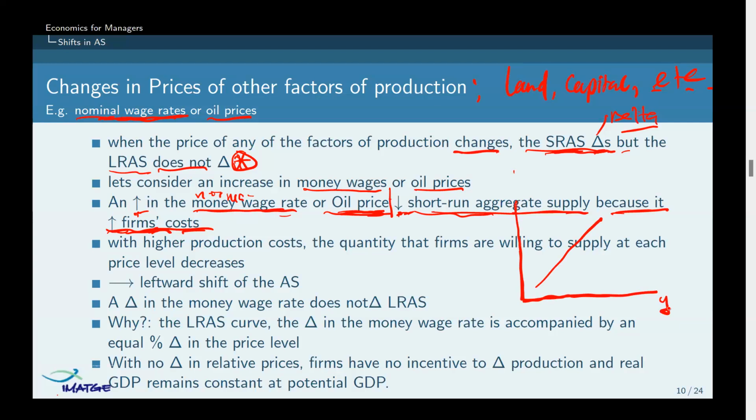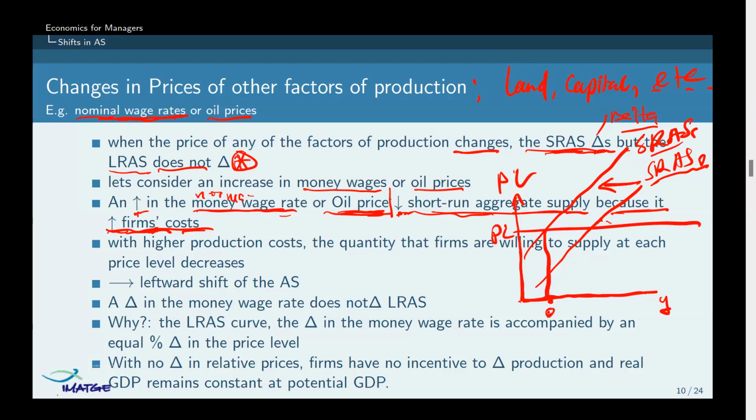So here you have your real GDP. Here you have your price level. This is your short run aggregate supply curve, 0. When there is an increase in nominal wage rates, the short run aggregate supply shifts to the left from short run aggregate supply 0 to short run aggregate supply 1. If you draw a horizontal line here, you will see that at each price level, because the short run aggregate supply curve has shifted to the left, less is now being produced compared to the original short run aggregate supply. So this is a reduction in supply when it shifts to the left.